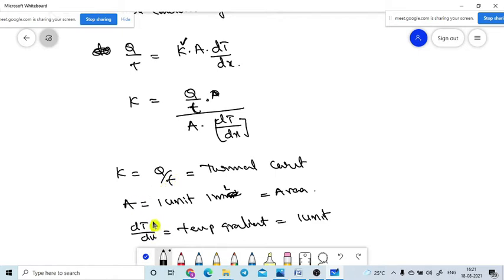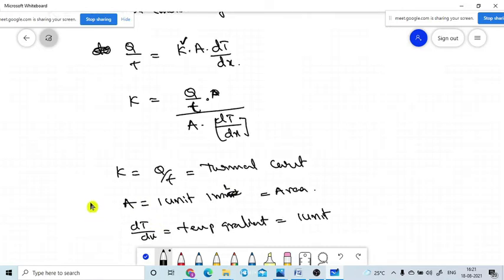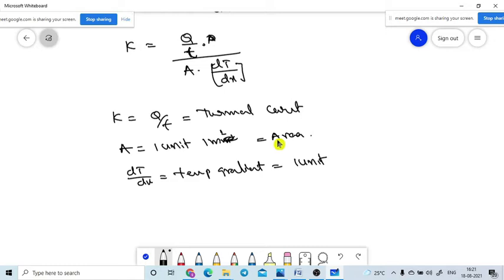Hello. When the area of the material is one unit, and the temperature gradient between the two sides of the slab is one unit. Otherwise, we can go to another one.